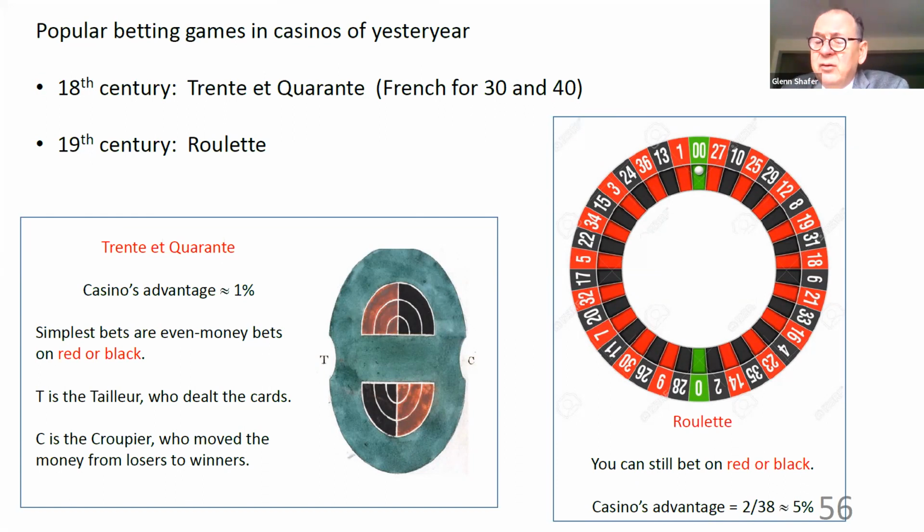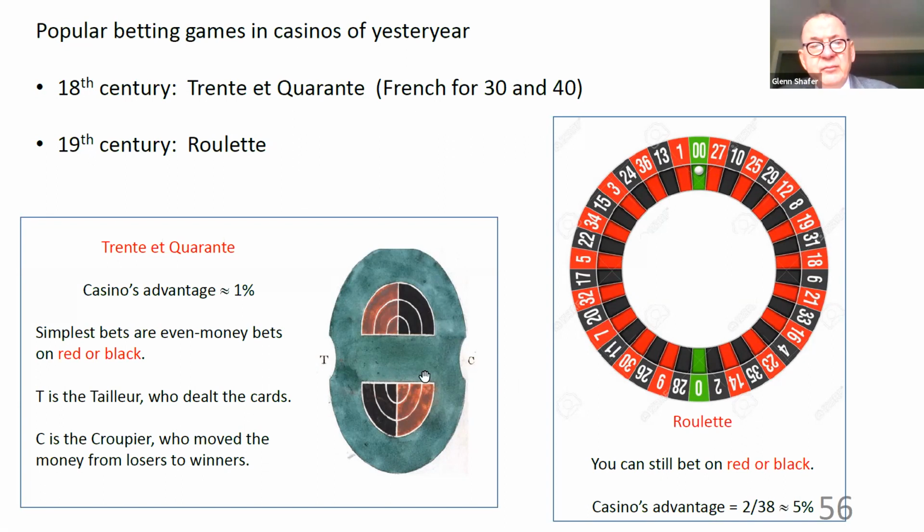But it's still an even money bet. You put down $1, you either lose your dollar or get $1 back if you bet on red. Same if you bet on black. So it's an even money bet, even though the probabilities aren't really 50-50 because the house has a 5% advantage, approximately.